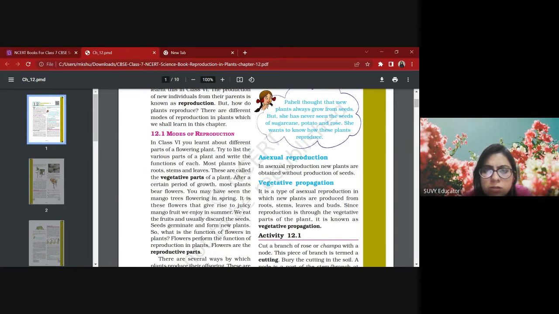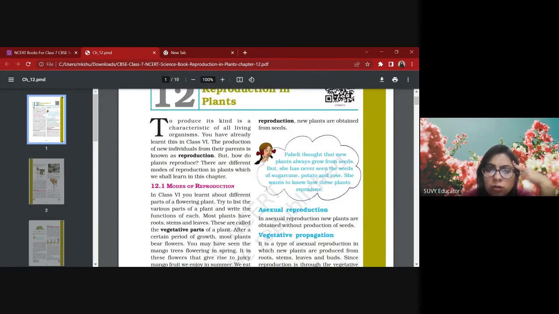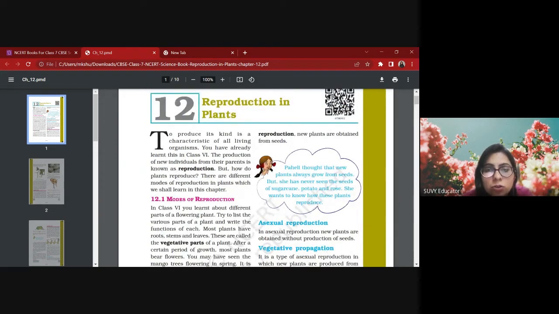How is this seed responsible for becoming a full, complete plant, or how can a new plant grow? So the production of new individuals from the parents is known as reproduction. Where do you come from? You come from your parents. How? Through the process of reproduction. The new individuals are produced from the parents. That is known as reproduction.